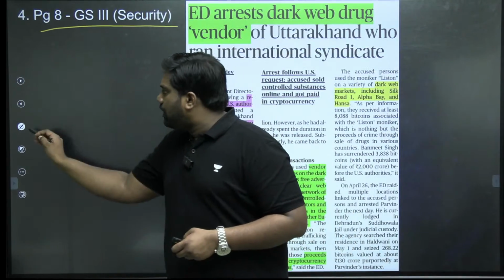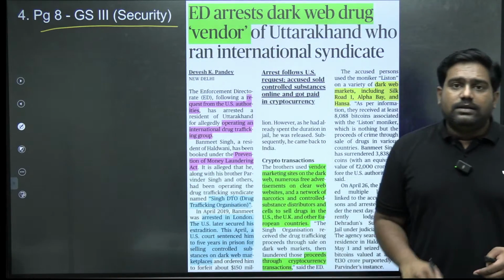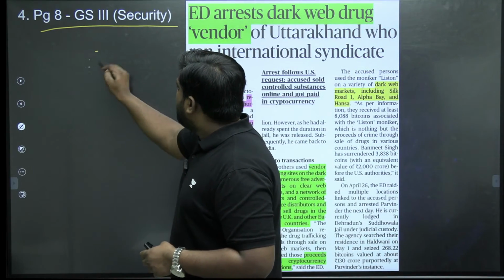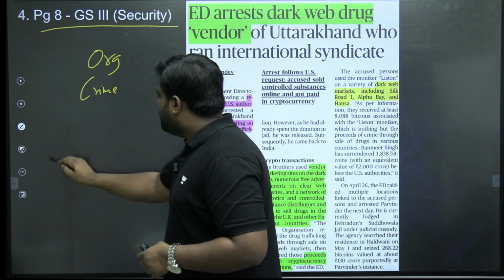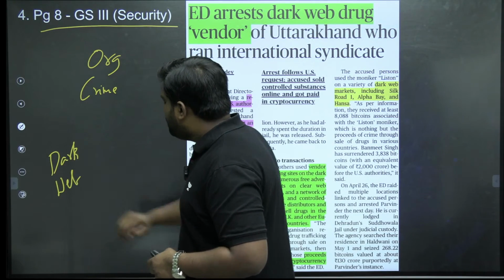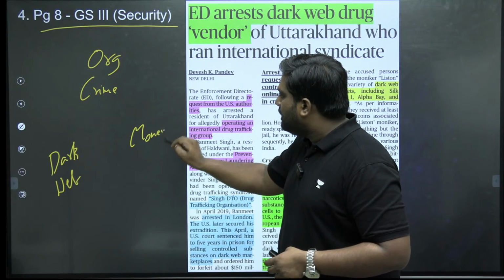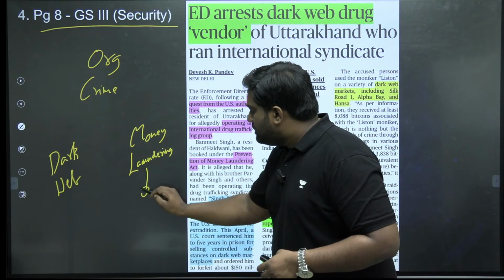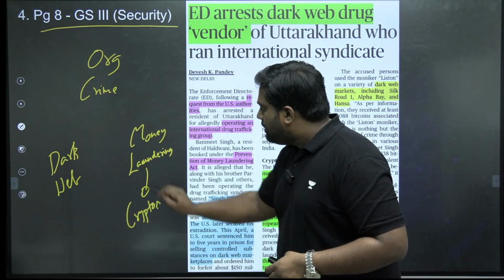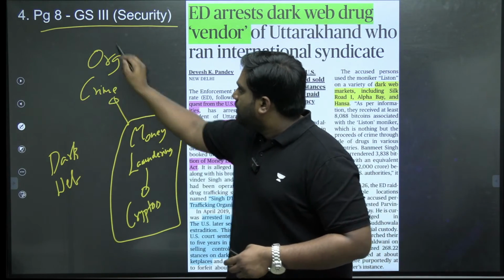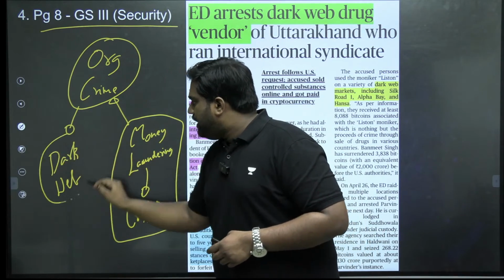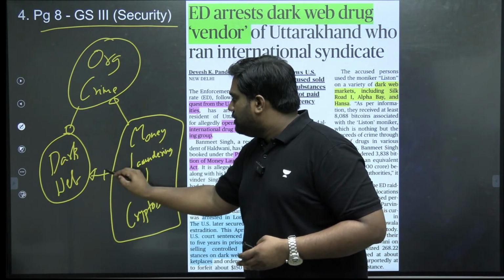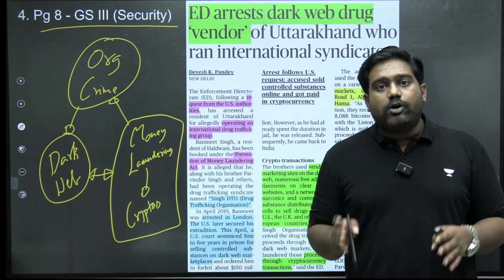Now let's take a quick look at a small article from page number 8 that deals with internal security. The article is related to the linkages that exist between organized crime, the dark web, and money laundering, especially the usage of digital currencies such as cryptocurrencies, how it has enabled money laundering for organized criminal cartels, and how they are leveraging the internet, cyber tools, and dark web platforms, right? And this raises a serious security threat.